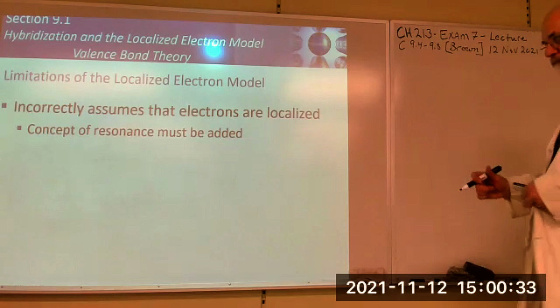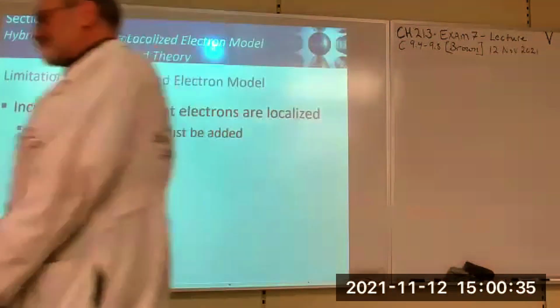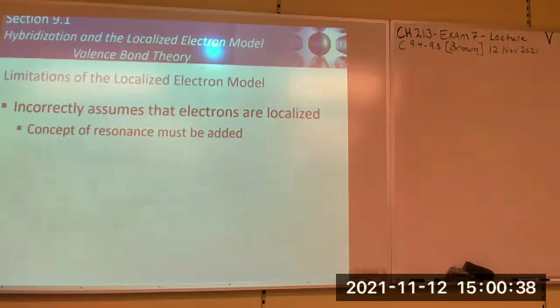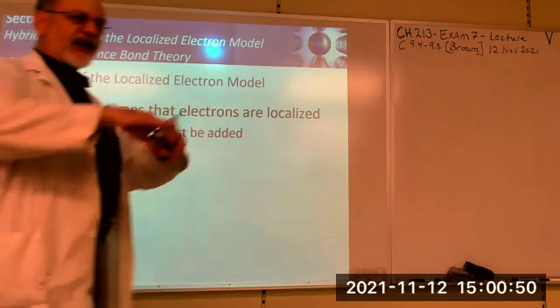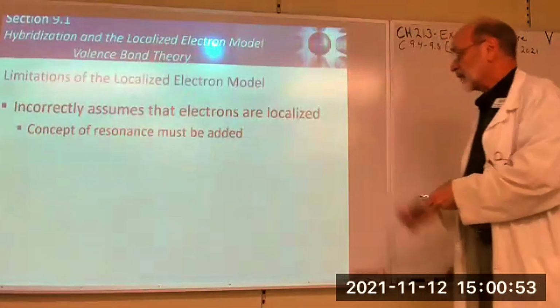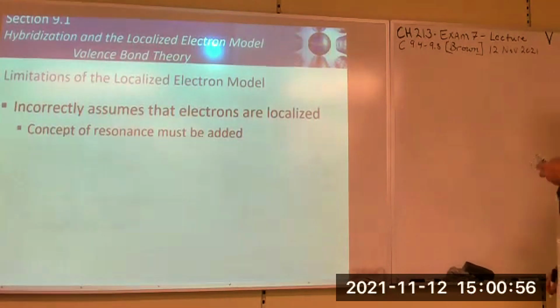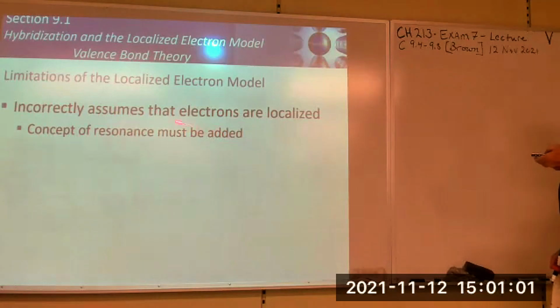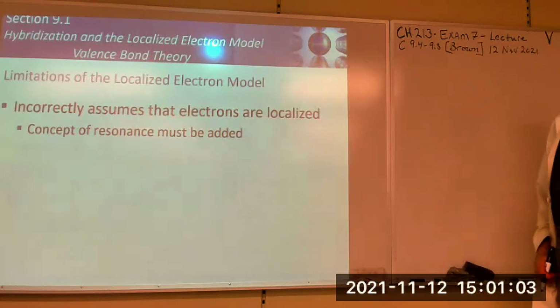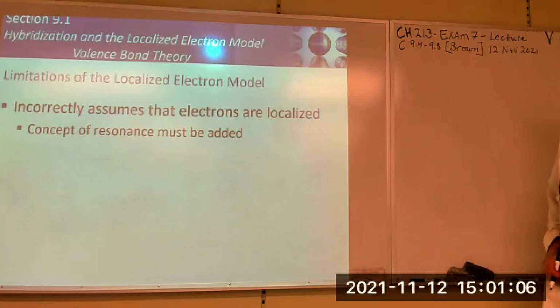All right, so now we're going to segue into a better theory, one that explains everything much better. We can still use the localized electron model with these modifications, but there's a better theory that expands our capabilities. First, we have to identify the limitations. One limitation of the localized electron model is that it assumes that all the electrons are localized to the atoms, and the only way that bonds form is if they're shared between atoms.